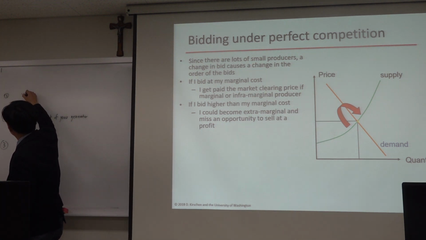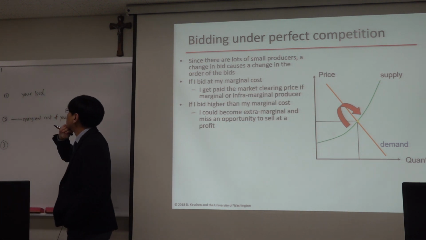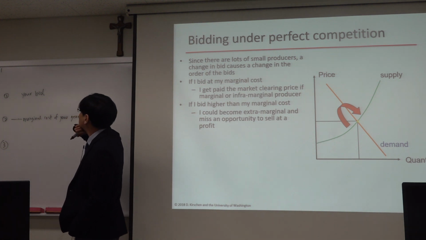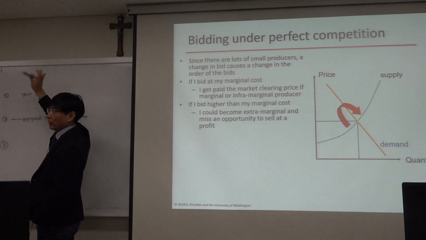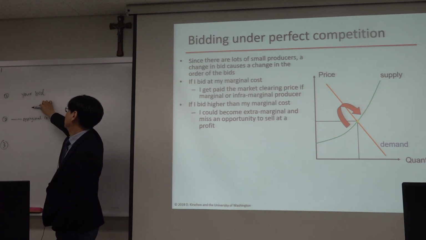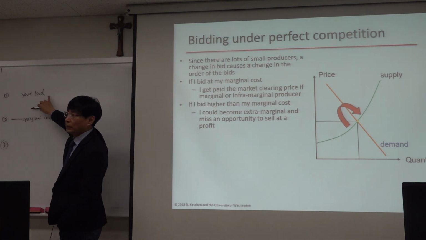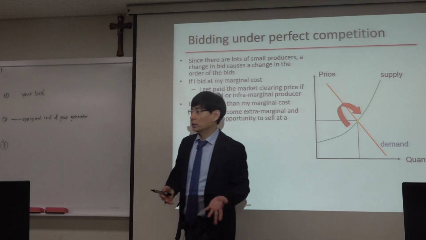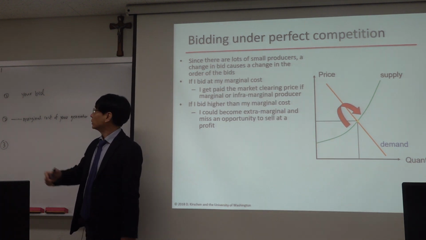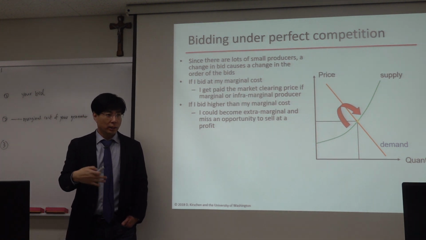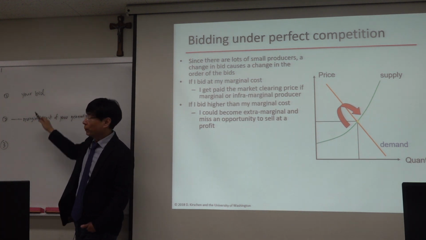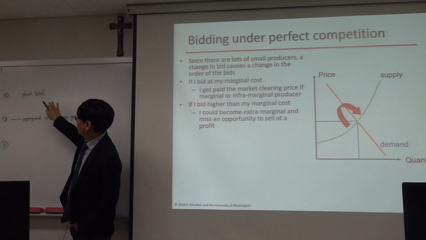Suppose that this is your bid here. If the market price is here, anyway, you will get paid at this price. That's okay. But if the market price is here, that means you are not selected because your bidding is higher than the market price, and you are excluded. You are an extra-marginal producer, so you cannot participate in the market. So you lose money. If you bid honestly, you can get into the market and make profit. Overbidding is not good in that case, right?